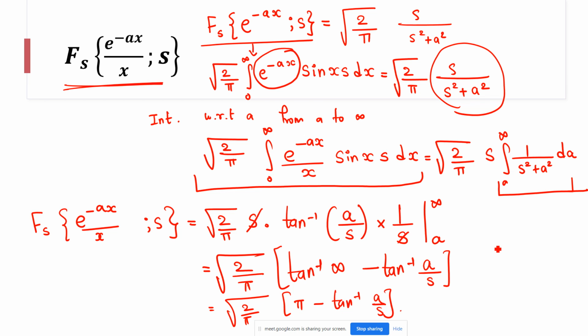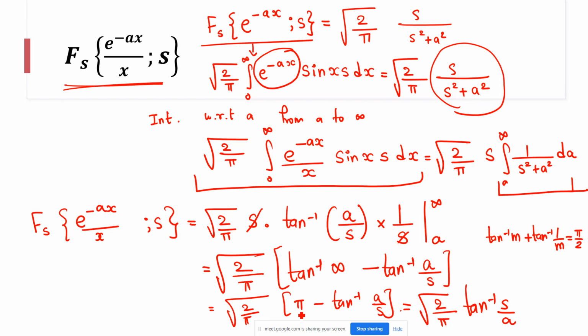After this we use a basic property of tan inverse, that tan inverse of m plus tan inverse of 1 by m is nothing but pi by 2. So by using this I can write this is same as root of 2 by pi, tan inverse of m plus tan inverse of 1 by m. So tan inverse of a by s plus tan inverse of s by a would be same as pi by 2. So what I got is nothing but s by a pi. I think it is pi by 2.